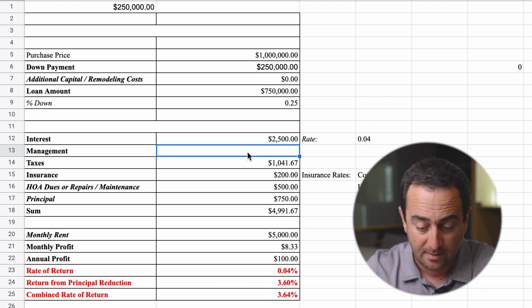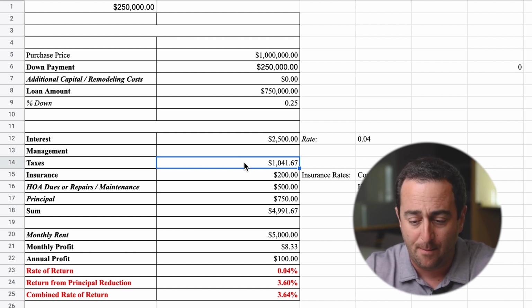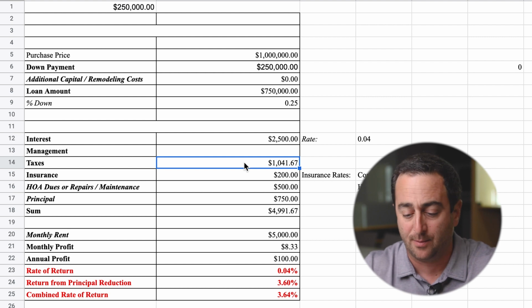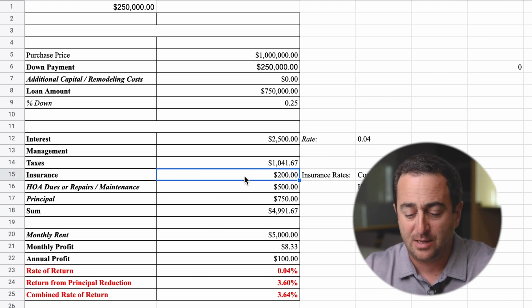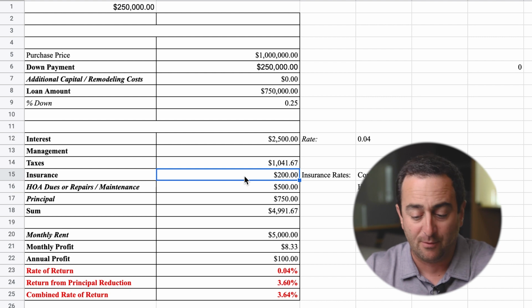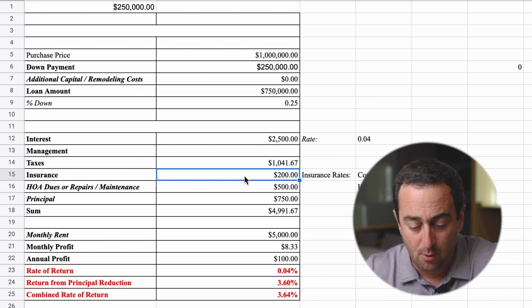Simple as that. Here are the property taxes. This is based on the California rate of 1.25% paid annually on the property. If you're in a different tax area, you have to adjust that number. For insurance, I've estimated $200 a month. So this is all monthly. Everything on here is a monthly number. What we're looking at is monthly return. The insurance may be different for you. I don't know. You should check with your insurance broker.